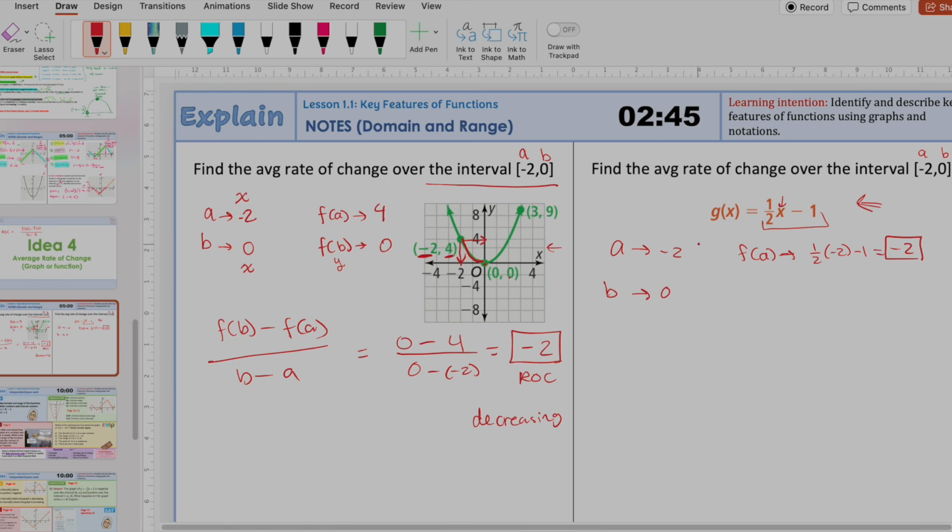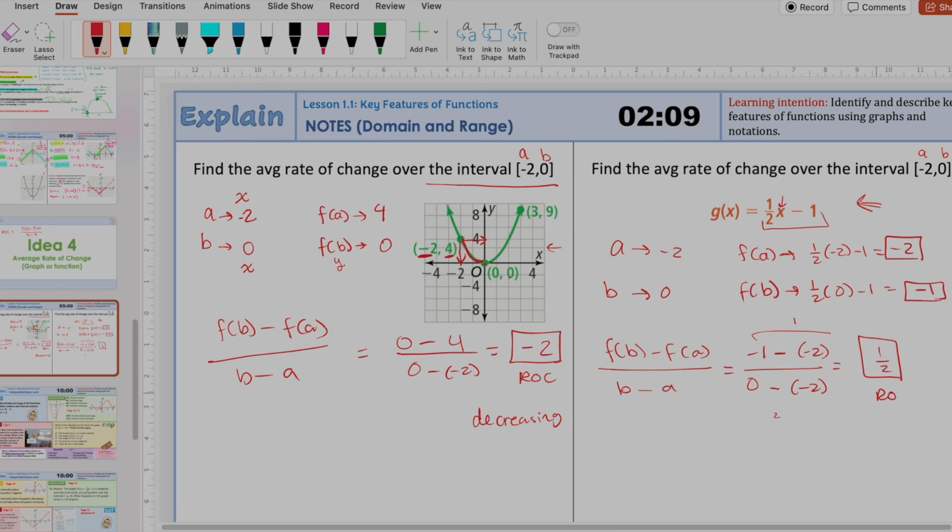Okay? That's my f of a. Find your f of b. 1 over 2 times your b minus 1, which is going to be -1. And use the function f of b minus f of a over b minus a, which is f of b is -1 minus f of a is -2 over b minus a. And the answer would be, here it's 1 and here it's 2, meaning 1 over 2. That's your rate of change. It shows that it's positive. This means that from -2 to 0, the graph is increasing.